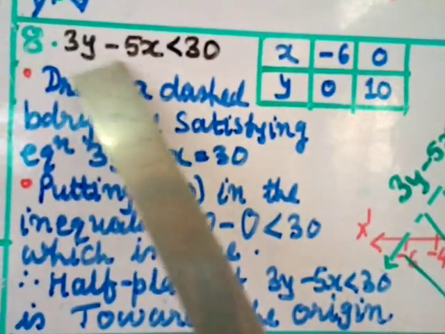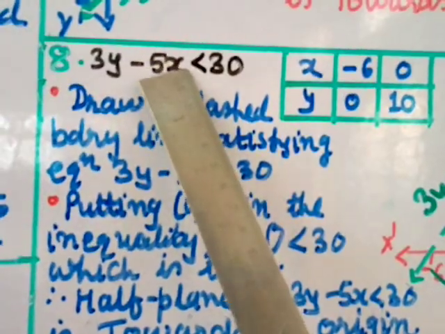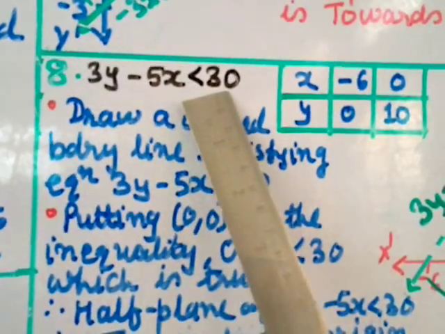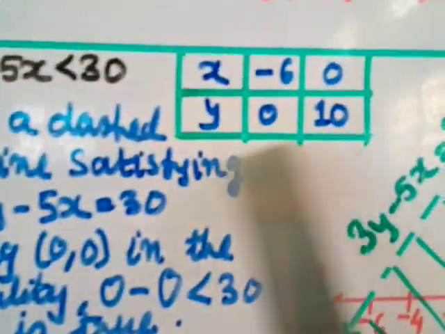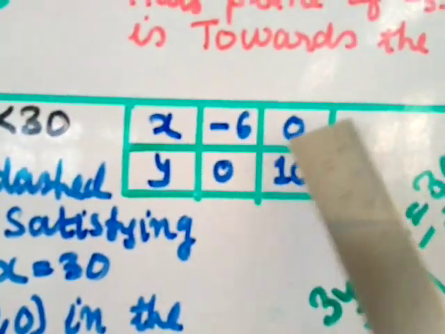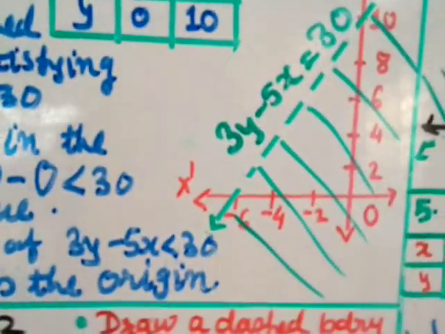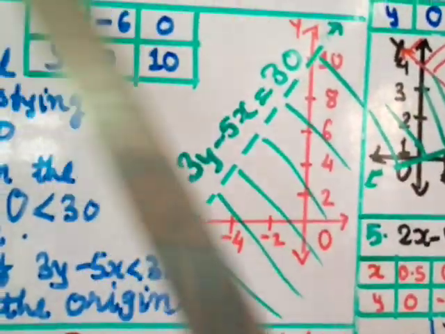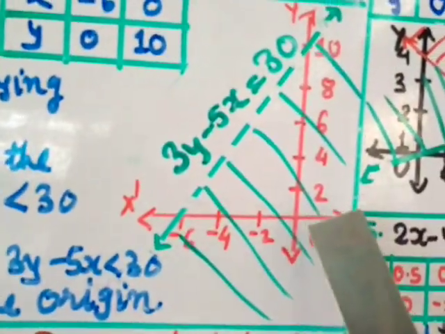Now secondly, take the x value as 0. When you take x as 0, 3y equal to 30, so divide by 3, and you get 10. So the points are (minus 6, 0) and (0, 10). Plot the graph here. Here x is negative, so this is x negative and this is y positive.